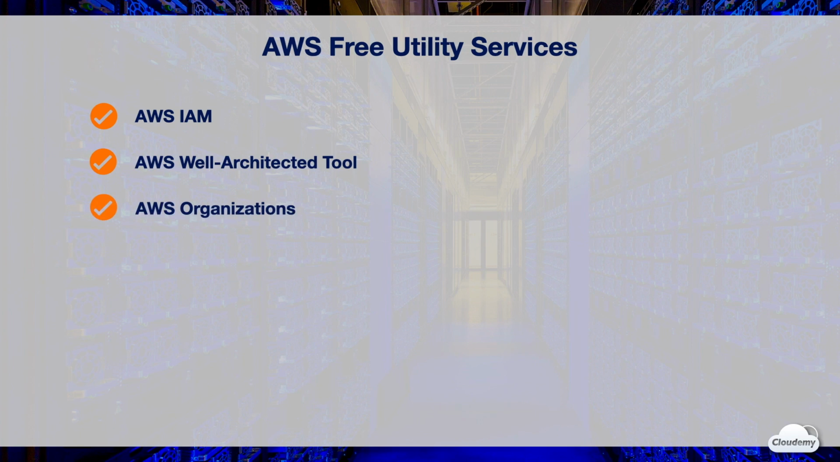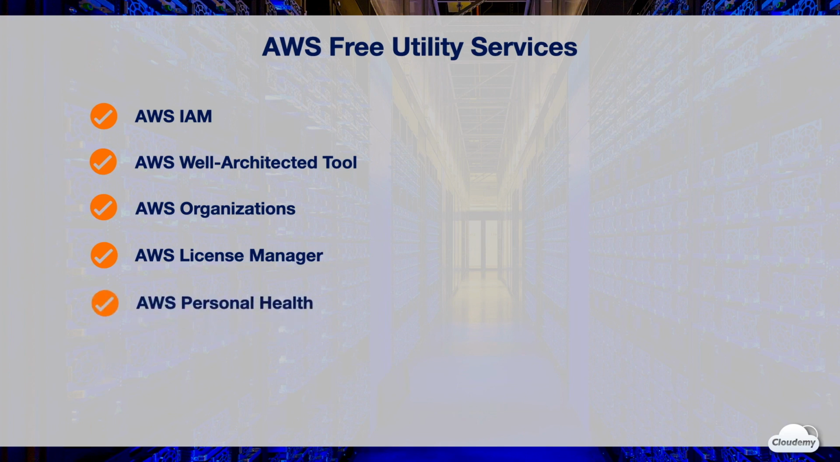AWS Organizations is a free service that helps you centrally govern your AWS accounts. It helps you share resources, consolidate billing, control access, compliance and security across multiple AWS accounts. AWS License Manager is a free service that makes it easy to manage software licenses, such as Microsoft, SAP, and Oracle licenses, across AWS and on-premises environments. AWS Personal Health Dashboard gives a personalized view of the health of AWS services. It's free for all customers.